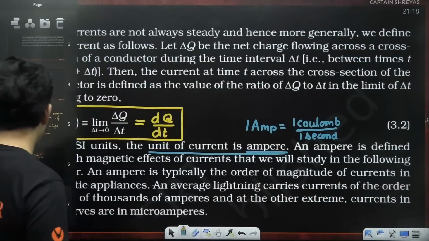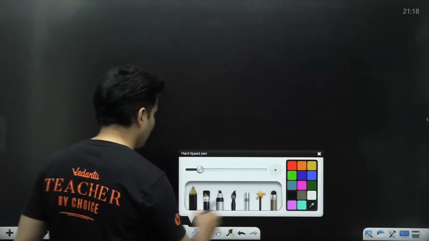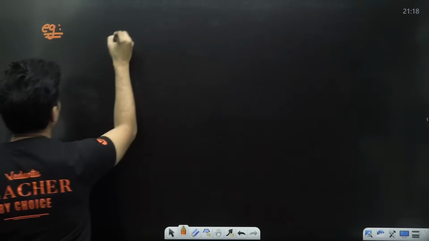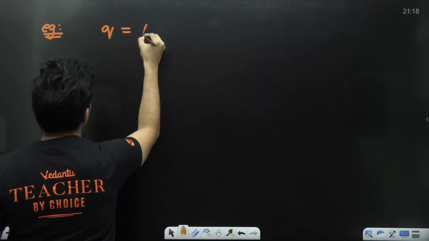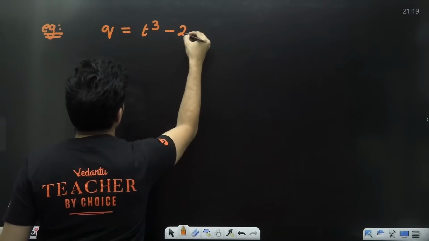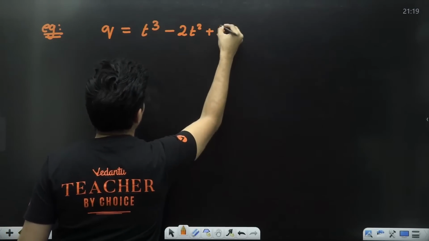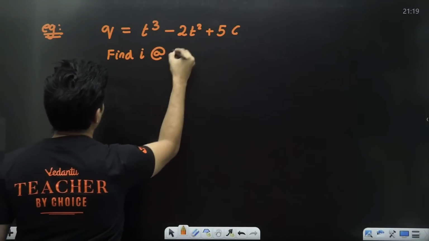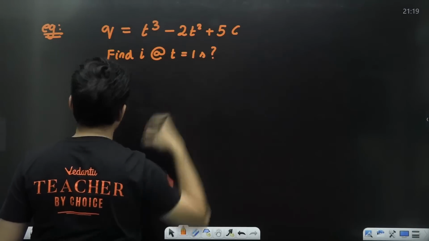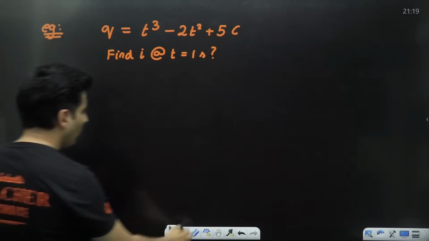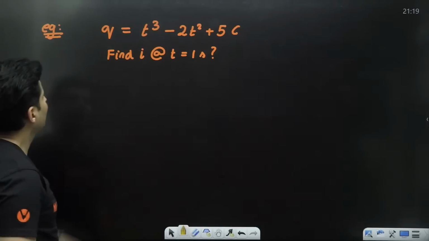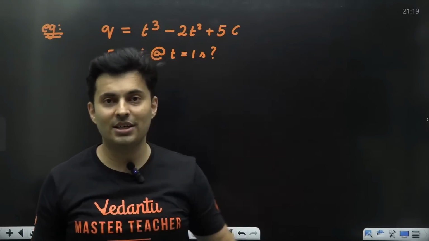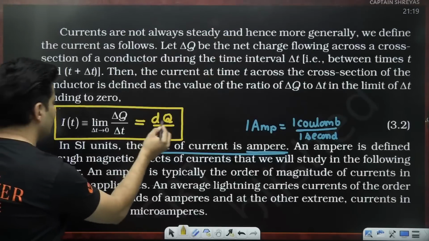Now to give you an example of this, these kind of questions have been asked in the NEET previous year papers. They give you charge is equal to, let's say, t cube minus 2t square plus 5 coulomb. Question will be, find the current at time t is equal to 1 second. This kind of question can come. So what you will do, you will see the given information and realize, oh, the charge is changing with time. To find current, I have to differentiate it. I have to take the derivative of this, dq by dt.